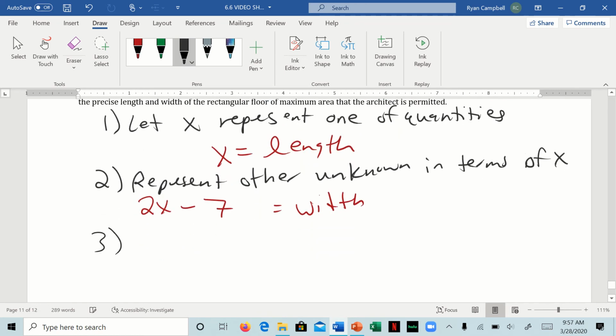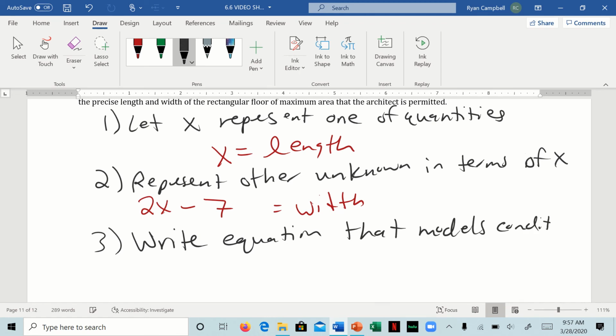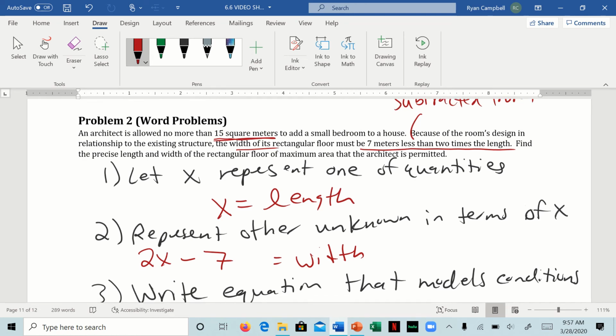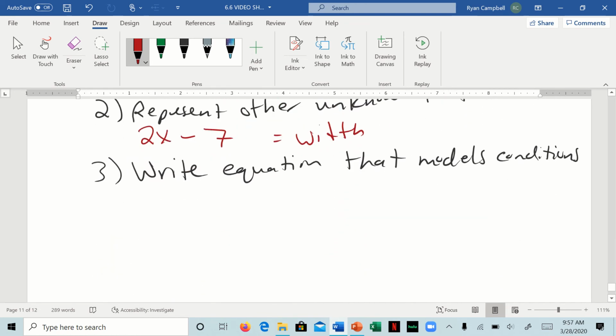Step 3, write the equation that models our condition. So what else do we know about this problem? What else does the problem give us? Well, it told us that it's no more than 15 square meters, right? So 15 square meters, that's going to be area. And area is just length times width. So that means that 15 equals the length, which is x, times 2x minus 7.